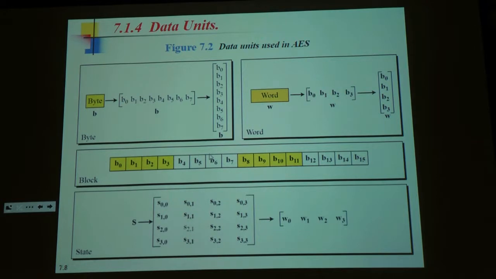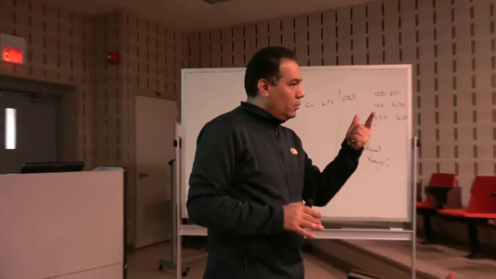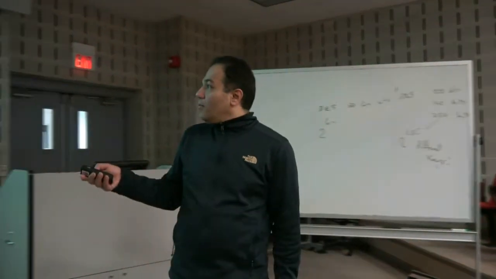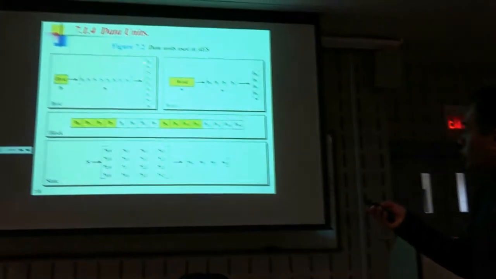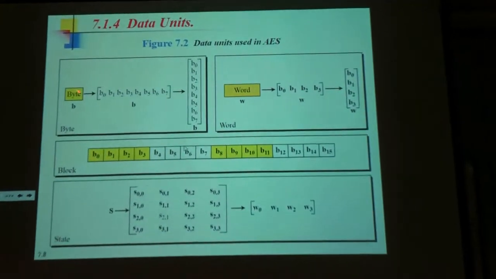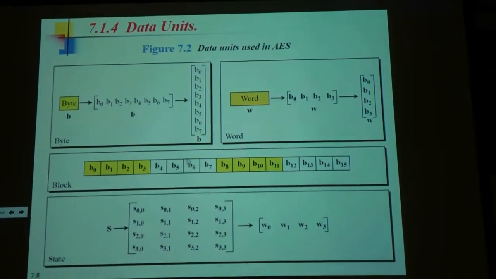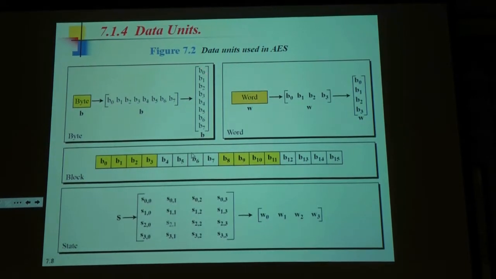All right. So as an introduction, okay, data units used in AES. Terms used in AES: bit, byte, word, block, state. The byte is built of 8 bits. It could be one row or one column. If it's a row, it starts from B0 till B7. If it's a column, it also starts from B0 to B7.